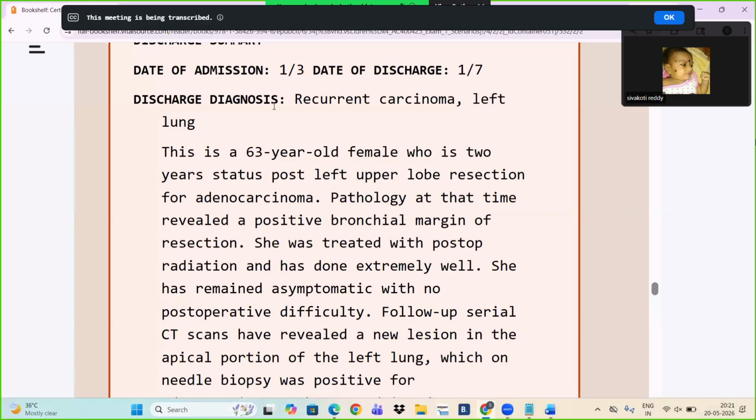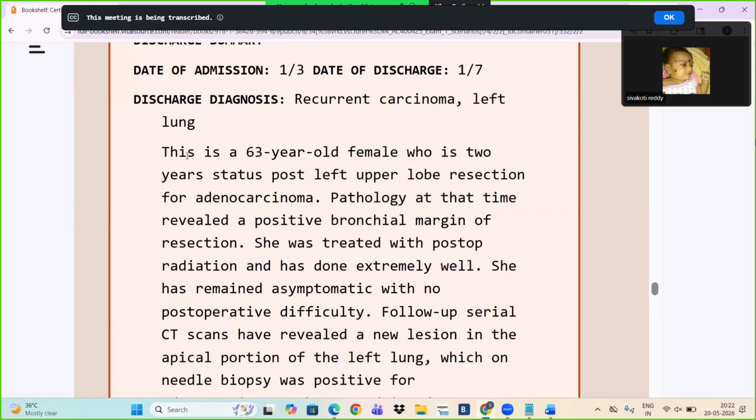So, recurrent carcinoma of the left lung. Check this document completely and identify the diagnosis. Then we need to identify the procedure. One case study is 40 marks. Total 7 case studies you will get in the exam. Out of 7, one case study will go for the choice. Remaining 6 case studies you will get the score. 6 into 40, 240 score.